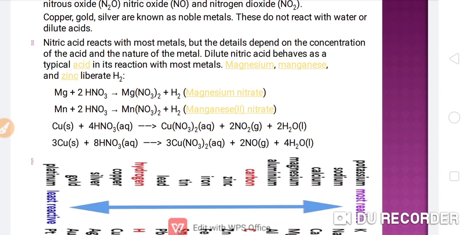See here, two reactions are given of the copper metal with nitric acid. In the first, copper reacts with nitric acid, forming copper nitrate and nitrogen dioxide, and water is evolving. Similarly, in the second reaction, copper reacts with nitric acid to give copper nitrate, the same product, but here the other product has changed: it is nitric oxide, and water is forming. So due to the concentration difference, your byproduct will also change. Is it clear? I think so.